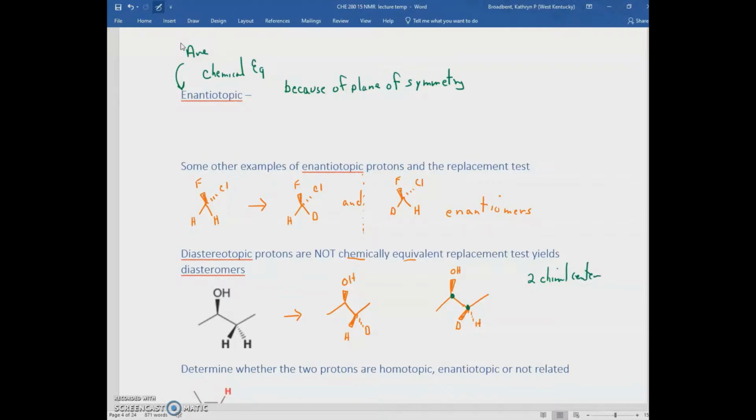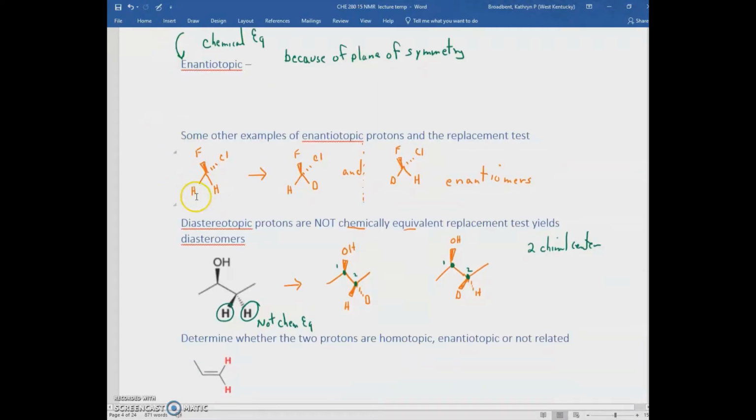And the first one is identical, but the second one is switched. And so that makes these two diastereomers. So these two positions are not chemically equivalent, and you should get two peaks on your NMR spectrum.